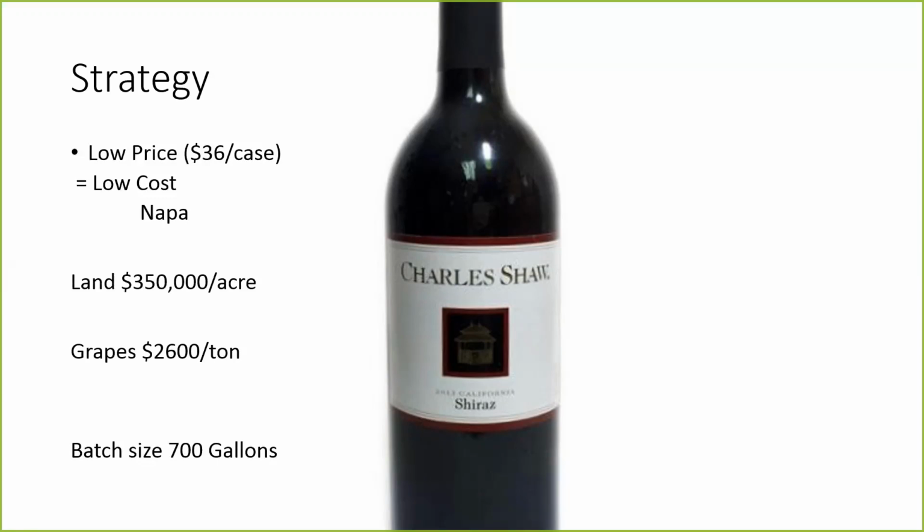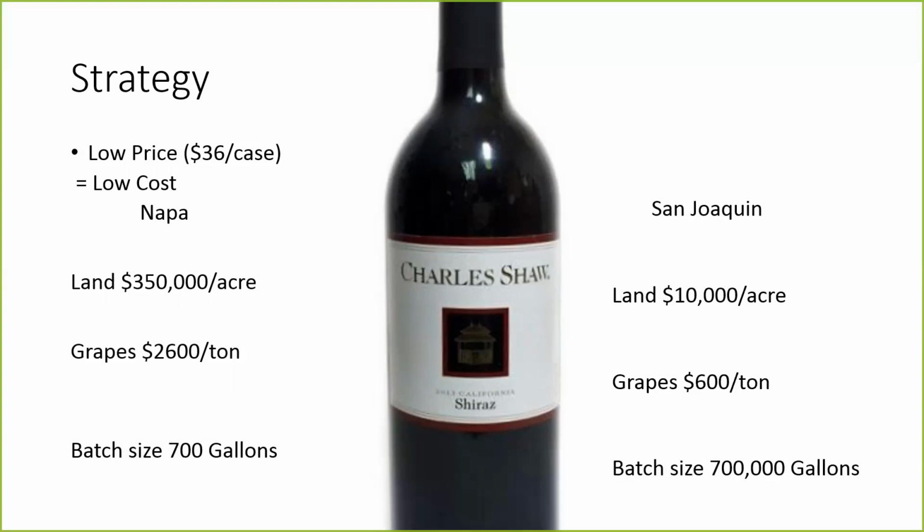Now, out in San Joaquin, where primarily Bronco is based, land out there will cost you $10,000 an acre. If you buy grapes from out there, it's going to cost you $600 a ton. And the batch size that Bronco has, and this is where they've adjusted their supply chain and how they're producing to have economies of scale, is an average batch size of 700,000 gallons. Now, an Olympic-sized swimming pool holds 660,000 gallons. So you can definitely see the economies of scale that they have there.